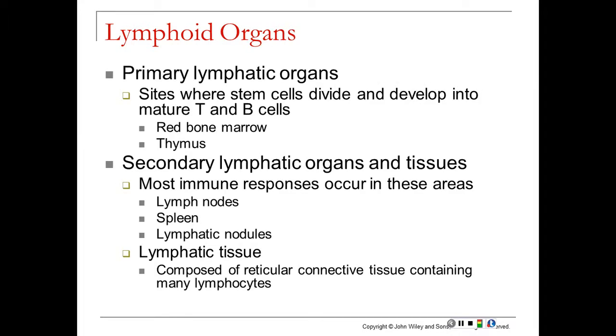So let's talk about some of the lymph organs. Our primary lymphatic organs are areas where B cells and T cells will divide and develop. This includes the red bone marrow and an organ called the thymus. Secondary lymphatic organs and tissues are those where most immune responses occur. These would be the lymph nodes, the spleen, and lymphatic nodules. Lymphatic tissue is composed of a special type of connective tissue called reticular connective tissue, and this is tissue that contains many lymphocytes, which are a special type of white blood cell.